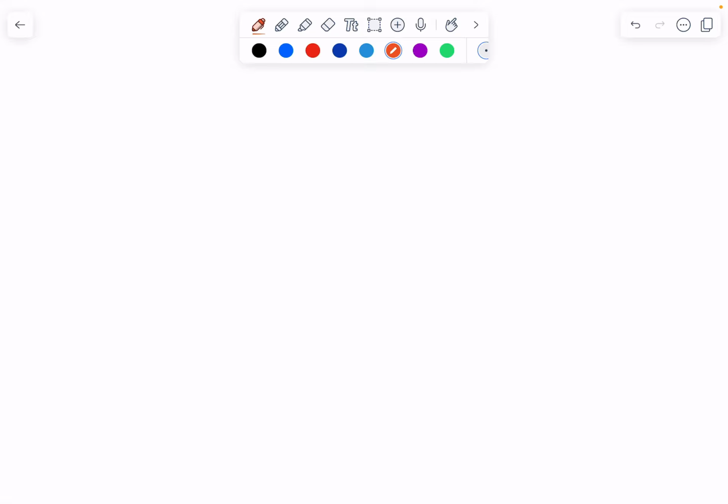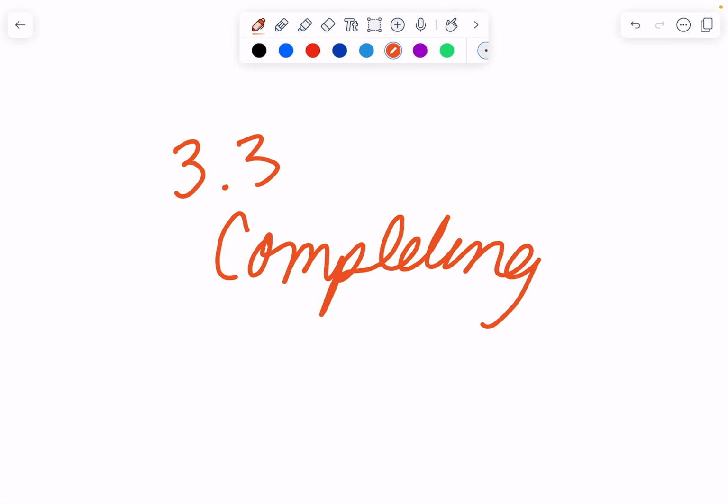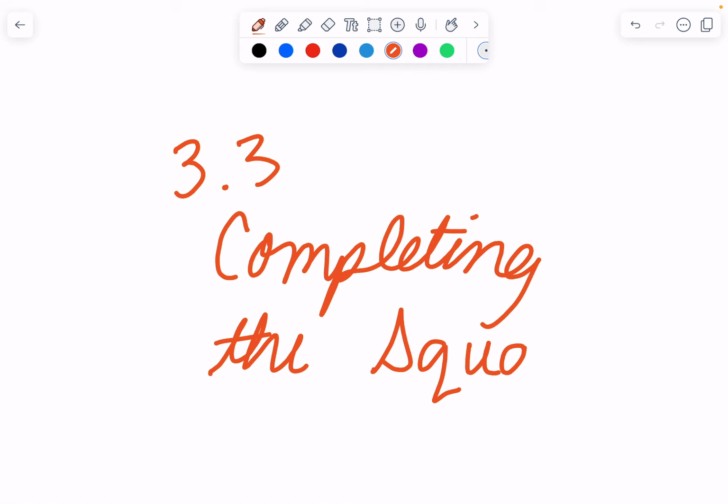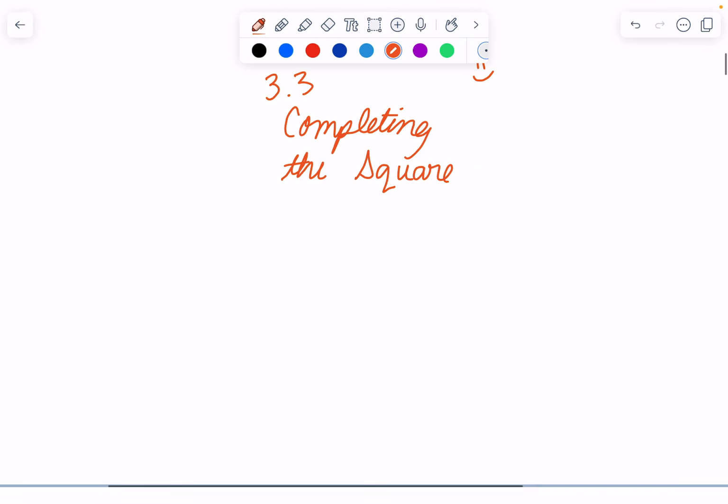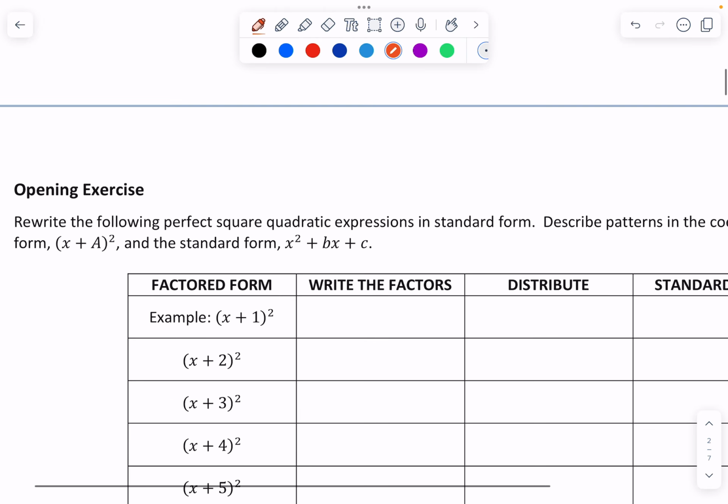Today what we're going to do is finish lesson 3.3, which was all about completing the square. Hopefully you remember a little bit about what completing the square means, but if you don't, worry not, because I'm going to help you. So let's start by recapping what it means to complete the square.